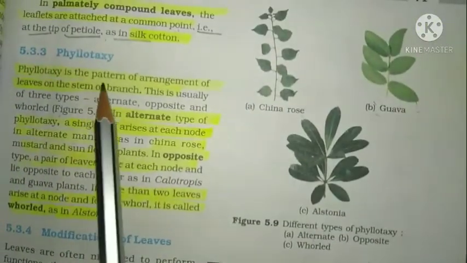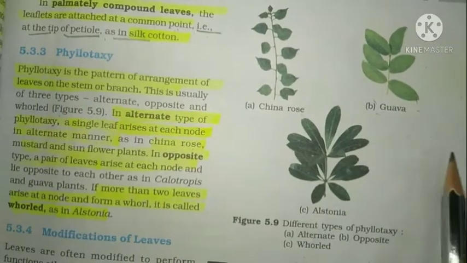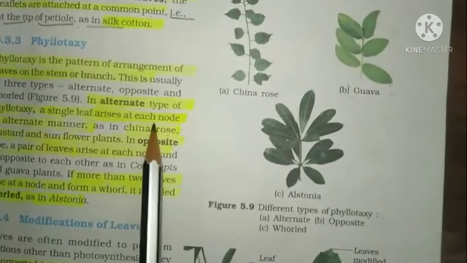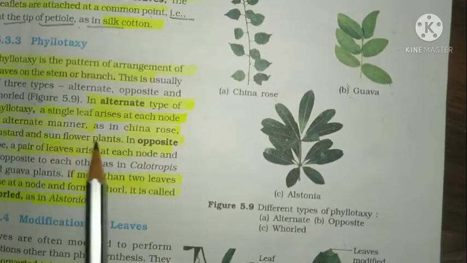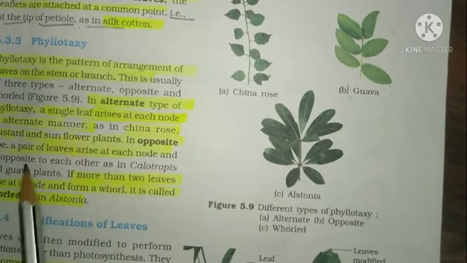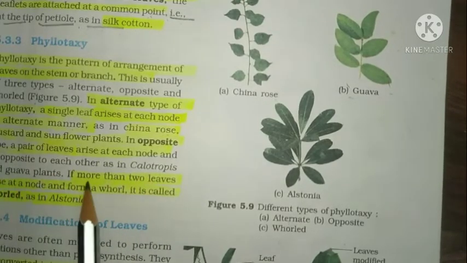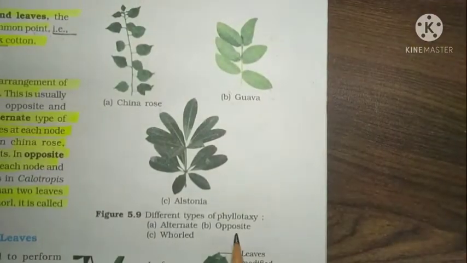Phyllotaxy. Phyllotaxy is the pattern of arrangement of leaves on the stems or branches. This is usually of three types: alternate, opposite, whorled. In the alternate type of phyllotaxy, a single leaf arises at each node in an alternate manner, as in China rose, mustard and sunflower plant. In the opposite type, a pair of leaves arises at each node and lies opposite to each other, as in Calotropis and guava plant. If more than two leaves arise at a node and form a whorl, it is called whorled, as in Alstonia. This is figure 5.9, different types of phyllotaxy.